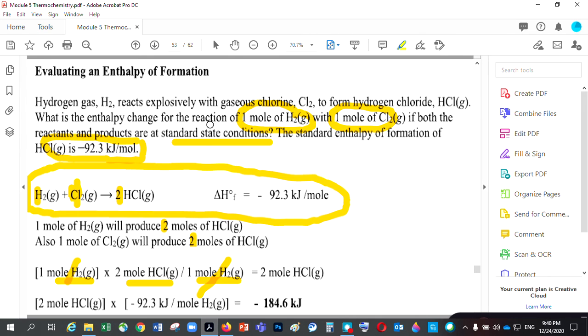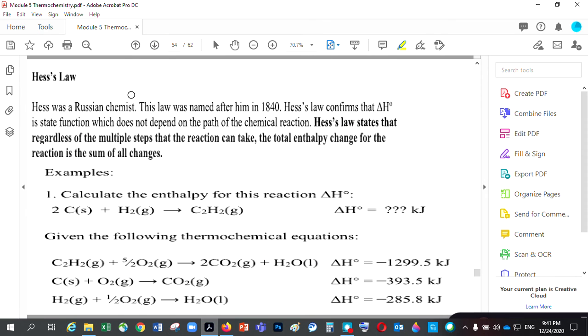It said, what is the enthalpy change for the reaction of 1 mole of hydrogen with 1 mole of chlorine? So I have this for the whole overall reaction. I have 2 moles of HCl for the whole reaction. Then I take the amount, 92.3 per mole of HCl, multiplied by the 2 moles of HCl. The HCl cancels out, and I multiply 92.3 by 2. So the amount will be doubled for the overall reaction. The standard enthalpy of formation is per mole of HCl, but for the reaction it will be doubled. Yes, it will be doubled.